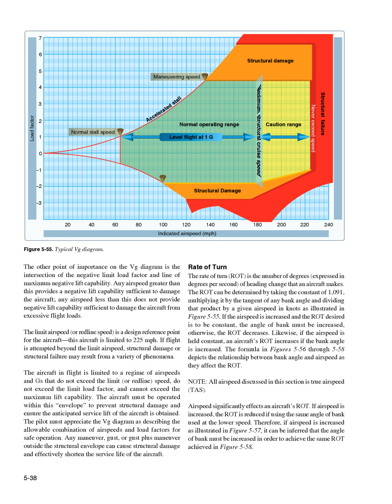The aircraft in flight is limited to a regime of airspeeds and Gs that do not exceed the limit, or redline speed, do not exceed the limit load factor, and cannot exceed the maximum lift capability. The aircraft must be operated within this envelope to prevent structural damage and ensure the anticipated service life of the aircraft is obtained. The pilot must appreciate the VG diagram as describing the allowable combination of airspeeds and load factors for safe operation. Any maneuver, gust, or gust plus maneuver outside the structural envelope can cause structural damage and effectively shorten the service life of the aircraft.